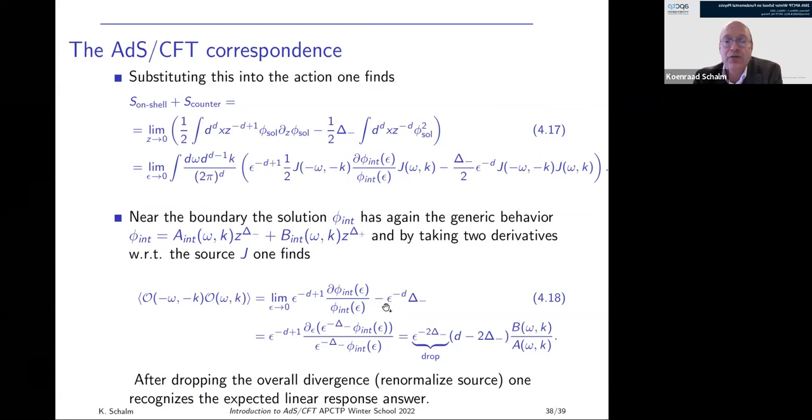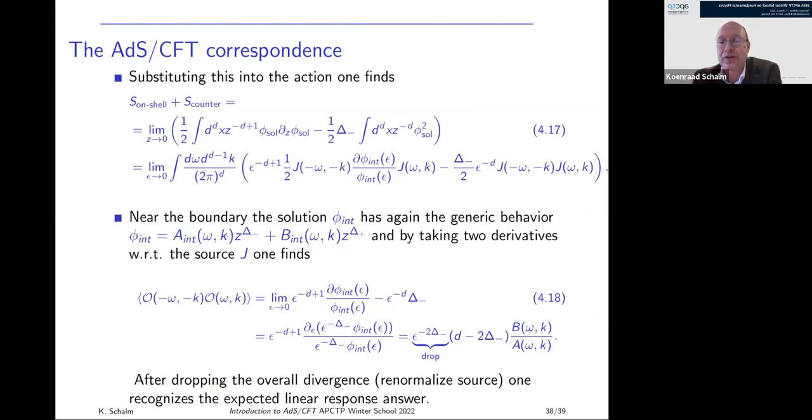Now, it takes a moment to realize that actually you can write this term in a very simple way. You can put this delta minus inside in the following way. If I now compute the epsilon derivative of this, it either can act on phi interior, then the prefactor cancels and I get this, or I can act on the epsilon to the minus delta minus, then I get a minus delta minus, but then the phi interior cancels out.